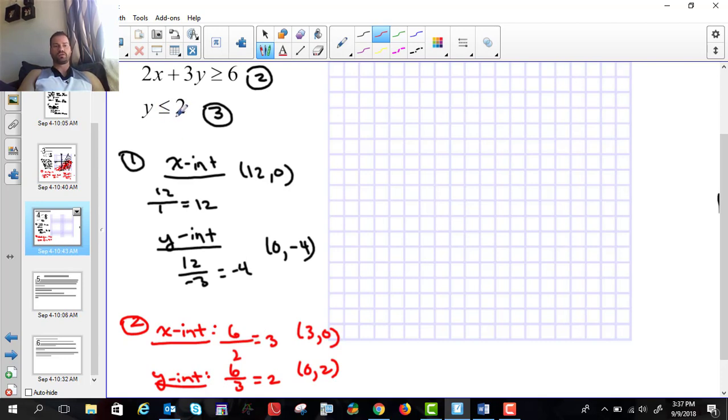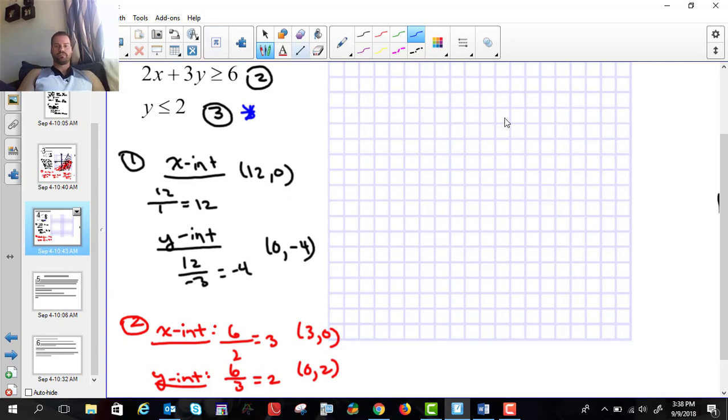The third one is just a horizontal line. It's just y is less than 2. So we'll draw that one in blue. All right, but we'll just sort of make a little note that this is going to be our blue one. But it doesn't have an x-intercept. It has a y-intercept of 2, but it's just a horizontal line.